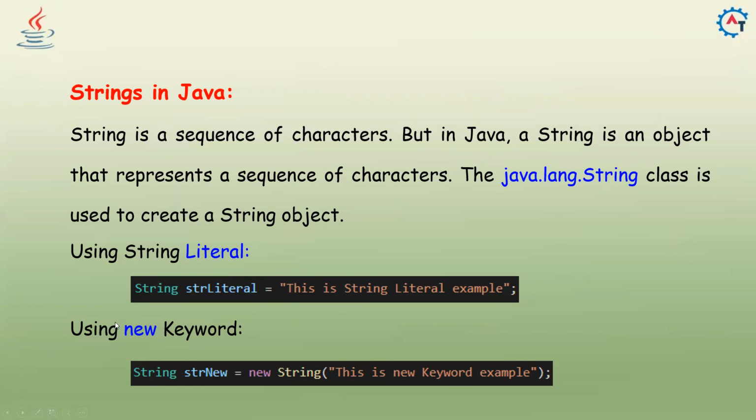Another way is using the new keyword. As String is a class, you can create an object of the class by using the new keyword, which we have seen. In the same way for string, String s = new String(). With the help of the new keyword, you can create an object. This way also you can create a string.